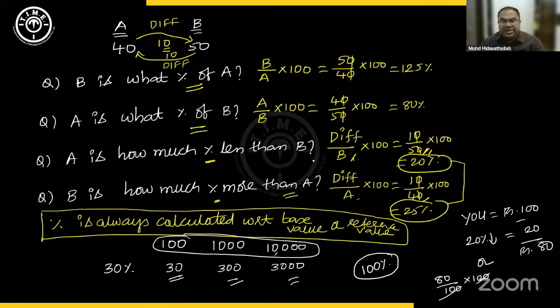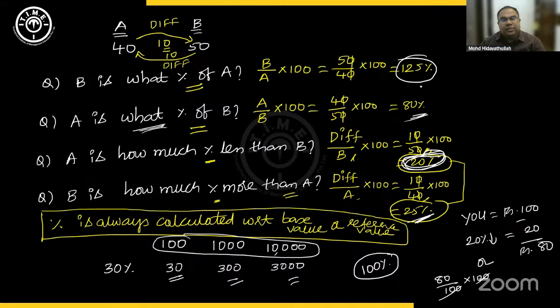Right? Now, having said that, see here: A is how much percent less than B? A is 20% less than B. If A is 20% less than B, this fellow A is 100 minus 20, 80% of B's value. A is what percentage of B? 80 percent. Look at the last question: B is how much percent more than A? 25% more than A. If B is 25% more than A, B's value should be 100 plus 25, 125% of A's value.